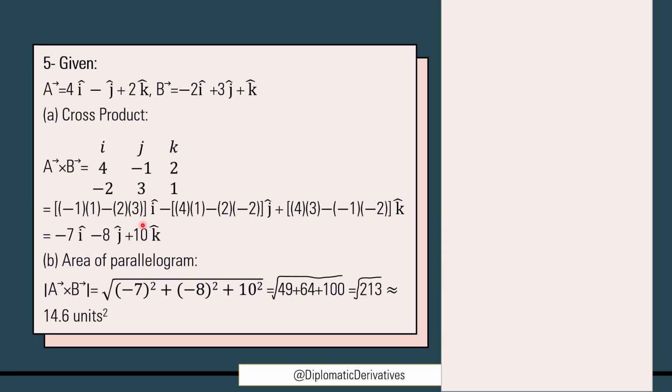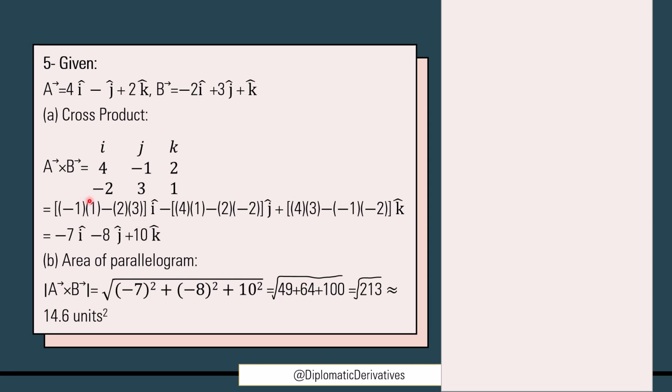For example, they might ask you to find the area of the parallelogram with the help of these two vectors. So it's the exact same thing. They're just changing the words. They're asking you to find the cross product, find the magnitude of the cross product, but this entire process is also called finding the area of a parallelogram. So it's exactly the same thing.